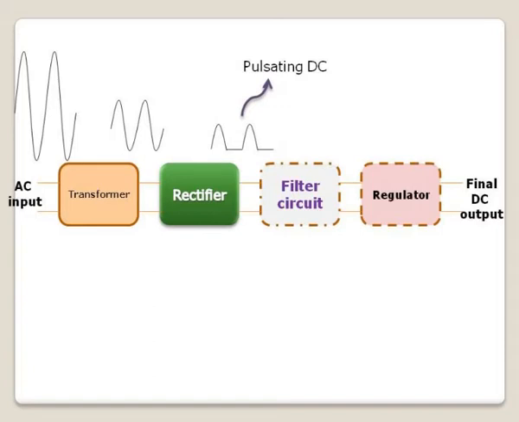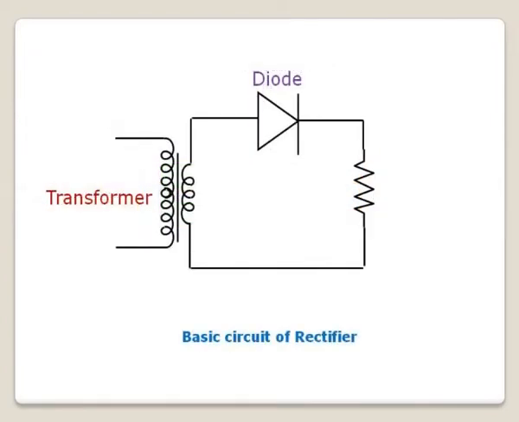Let us have a look at this basic circuit. The main components of a basic rectifier are a transformer and a semiconductor diode. A transformer's job in this circuit is to step down the AC input voltage, which is about 220 volt AC, to a lower value of around 12 volt. And as you know, the diode is a semiconductor device which conducts whenever it is forward biased and it cuts off in reverse biased condition.